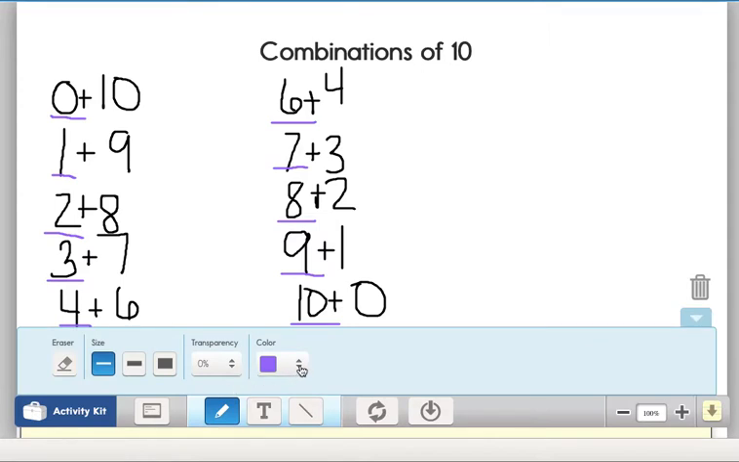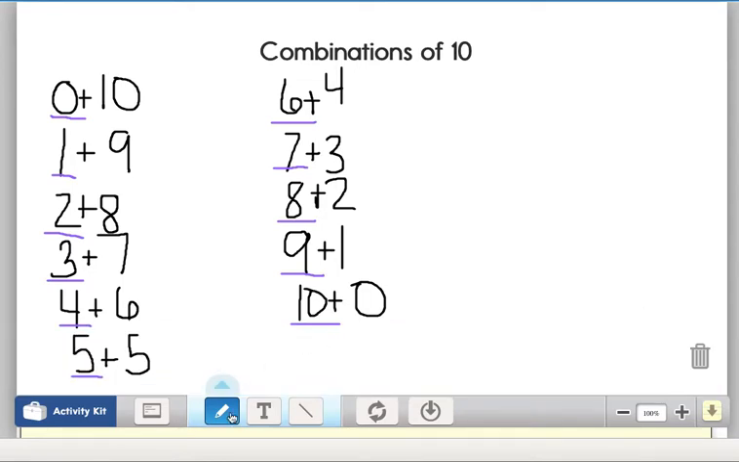And here, let me change my color again so we can get a nice color that stands out a little bit different than my purple. Oh, I love green. Here we go. And I want you to look at the numbers on the right-hand side of our addition problems. 10, 9, 8, 7, 6, 5, 4, 3, 2, 1, 0. Look how easy that is. So I want you to notice that pattern.